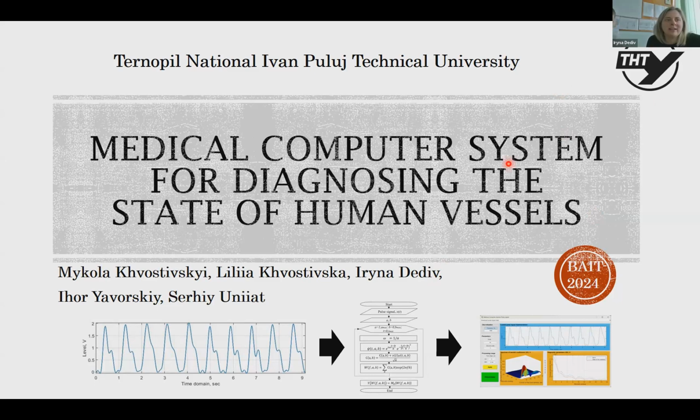Hello, everyone. I would like to present you the article on the topic: medical computer system for diagnosing the state of human vessels.